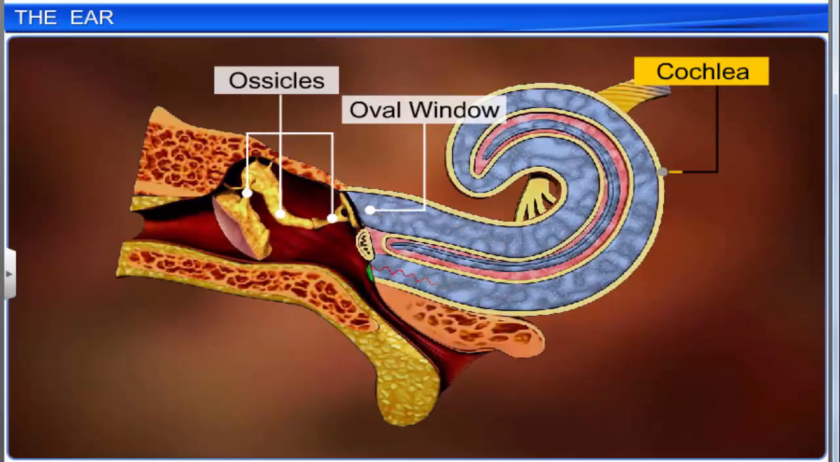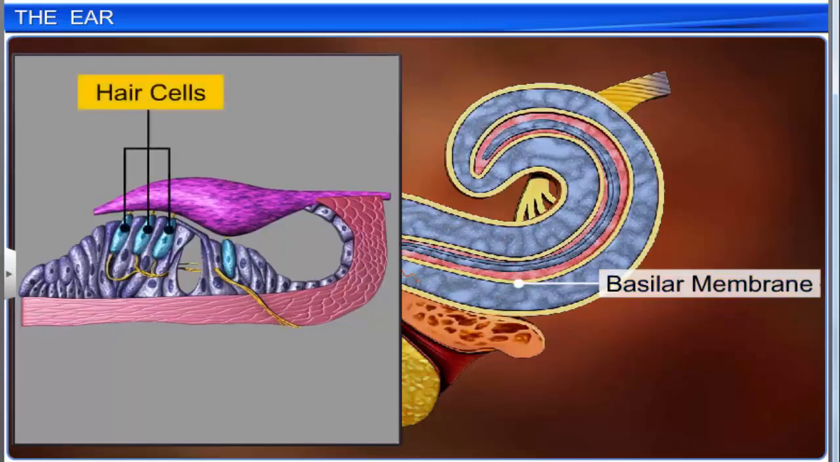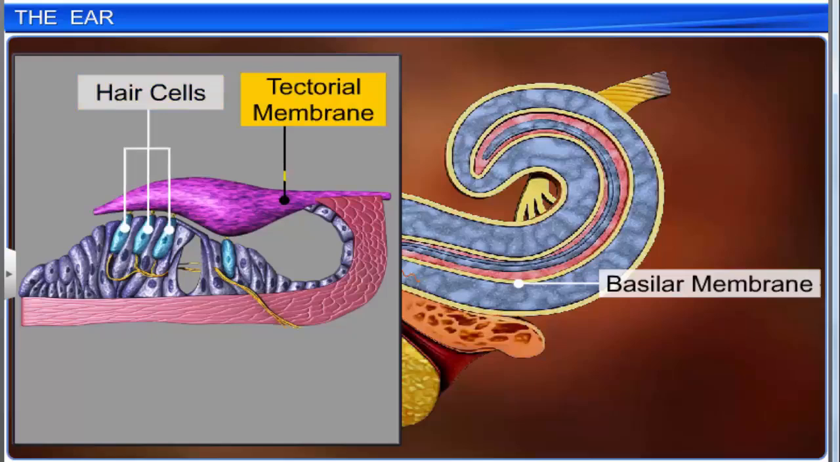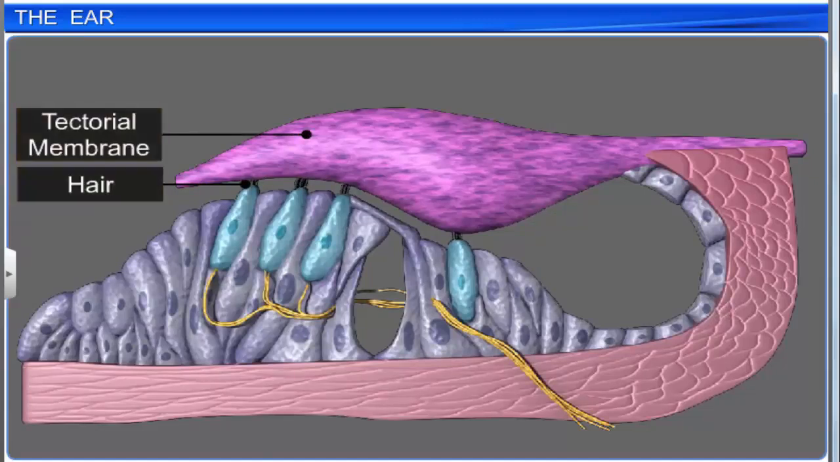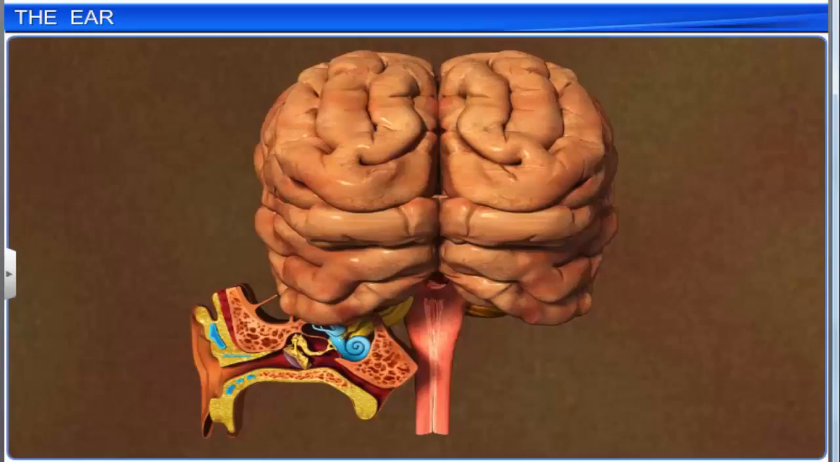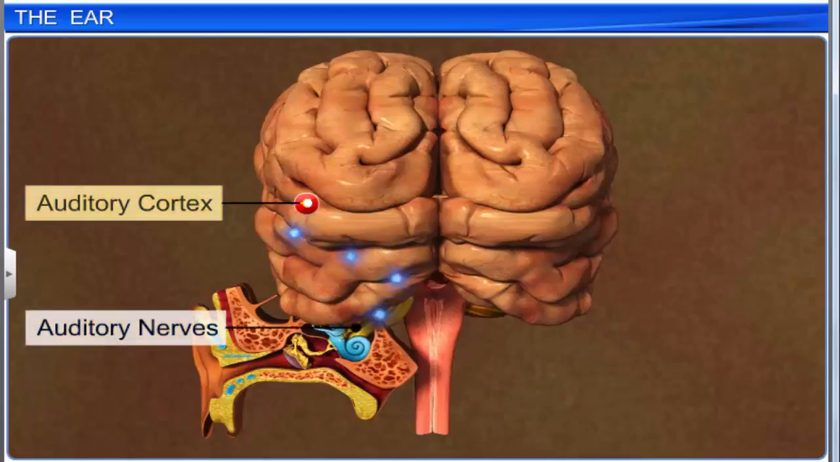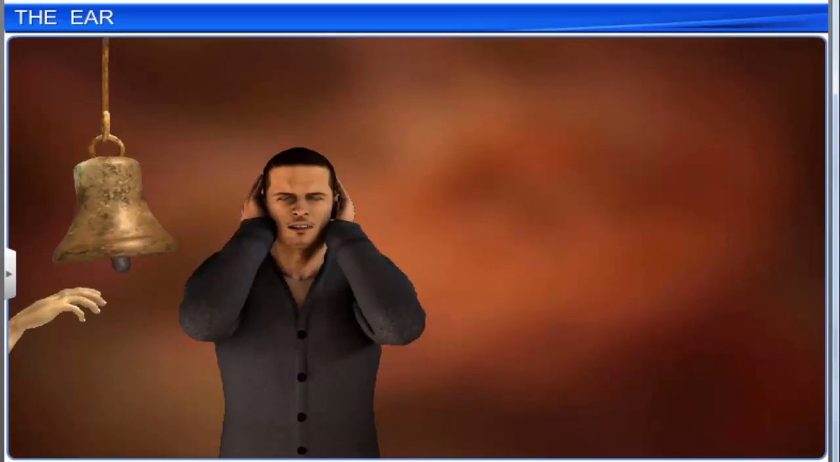This generates waves in the lymph that induces a ripple in the basilar membrane. The vibrations of the basilar membrane then bend the hair cells, pressing them against the tectorial membrane. The hairs move back and forth against the tectorial membrane, which stimulates the hair cells or receptor cells. As a result, the hair cells generate nerve impulses, which are transmitted along afferent nerve fibers and auditory nerves to the auditory cortex of the brain. The brain then interprets these nerve impulses and sound is recognized. In this manner, the ear forms an important part of the auditory system and also helps us maintain our balance.